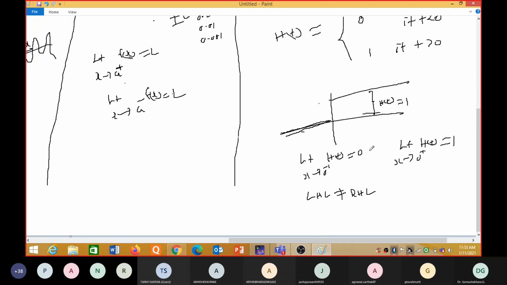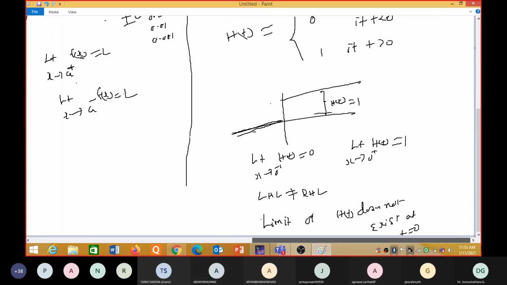So we can write: limit of h of t does not exist at t equal to 0, because the left hand limit is not equal to the right hand limit as t tends to 0. I will give another example. For this one, tell me whether the limit exists or not.